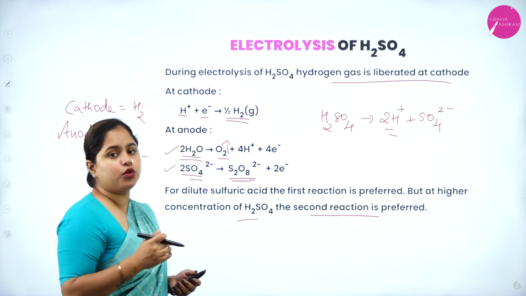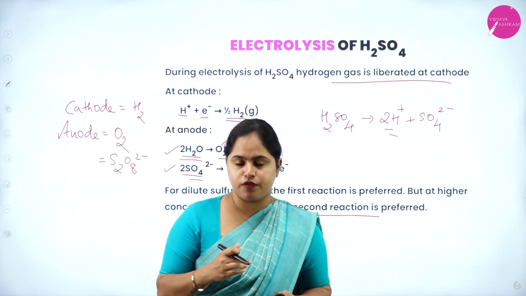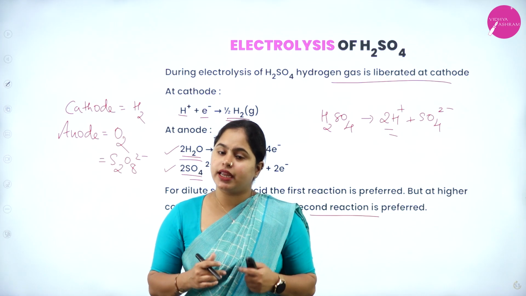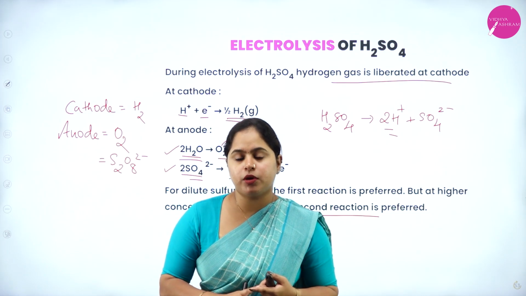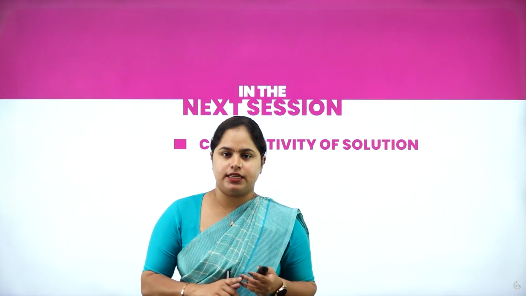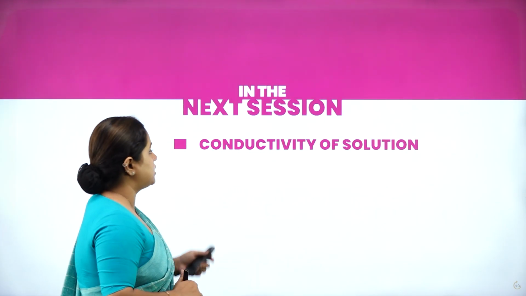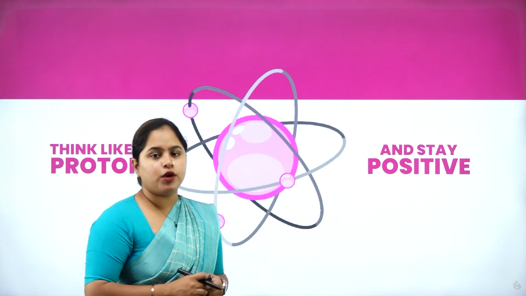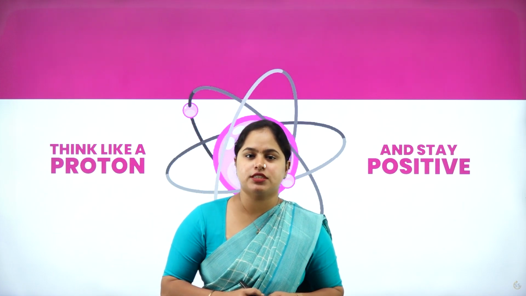So by this we come to an end to the discussion of products of electrolysis. We have discussed three examples here: fused sodium chloride, aqueous sodium chloride, and the electrolysis of sulfuric acid. In the next session we are going to discuss the conductivity of solution. So I hope the concepts we have covered in this session are clear for you.